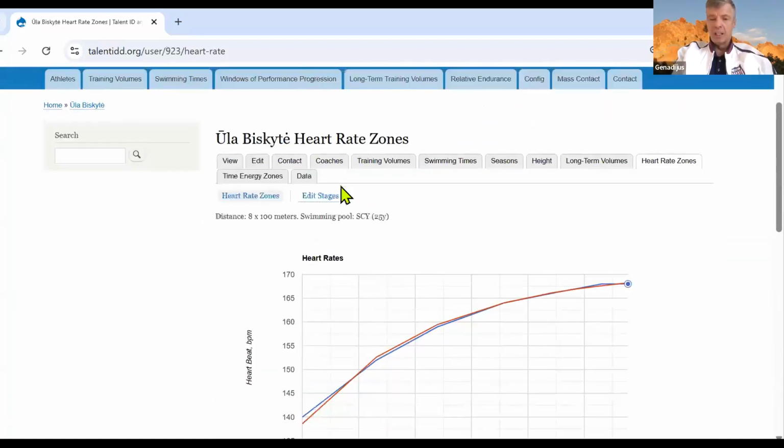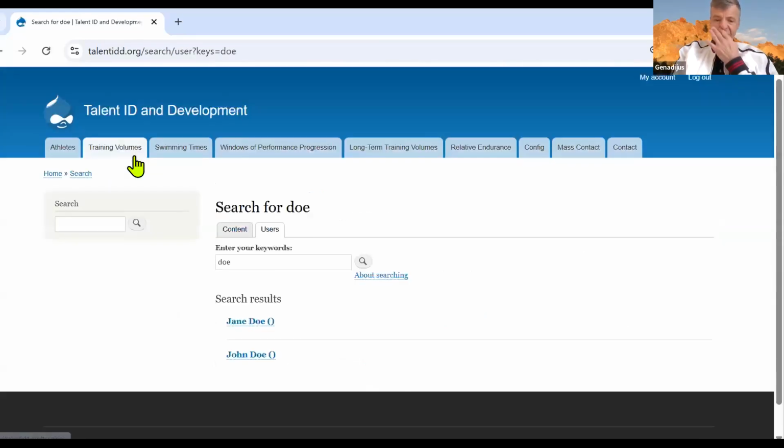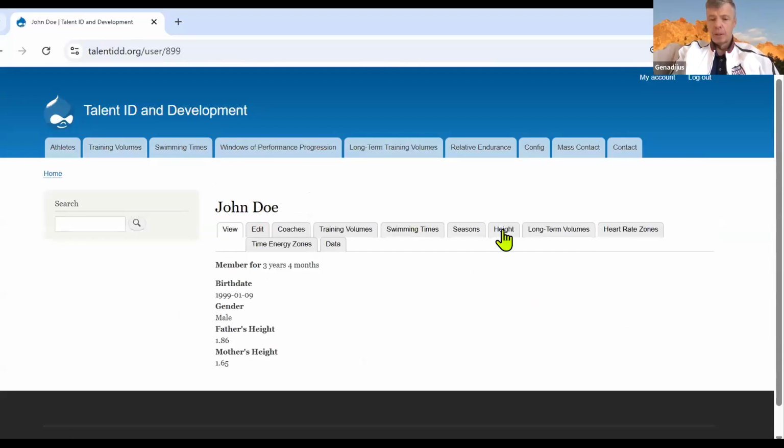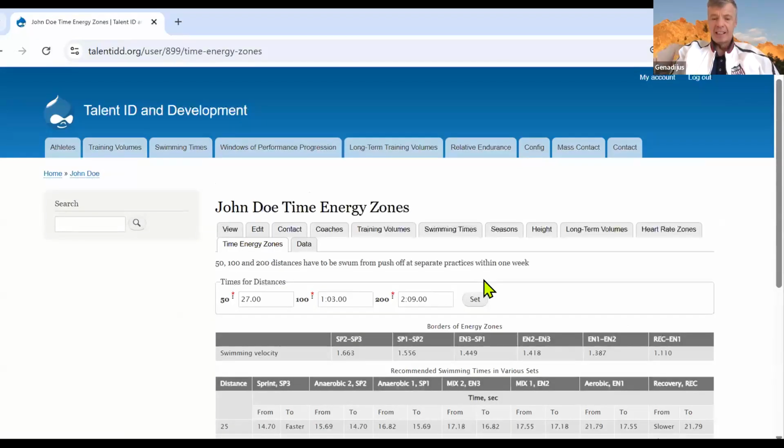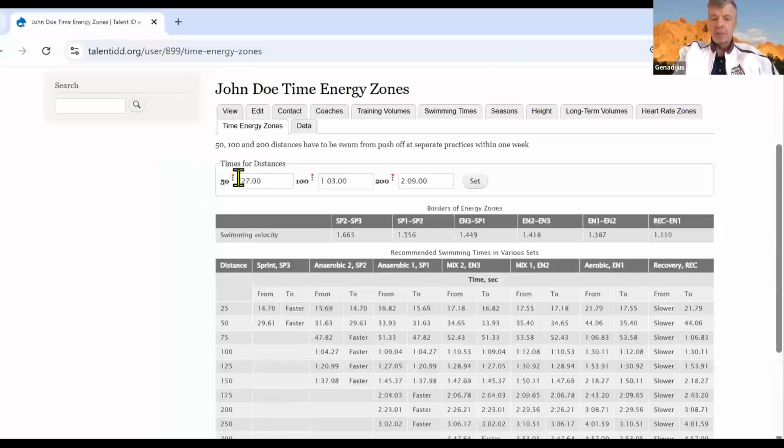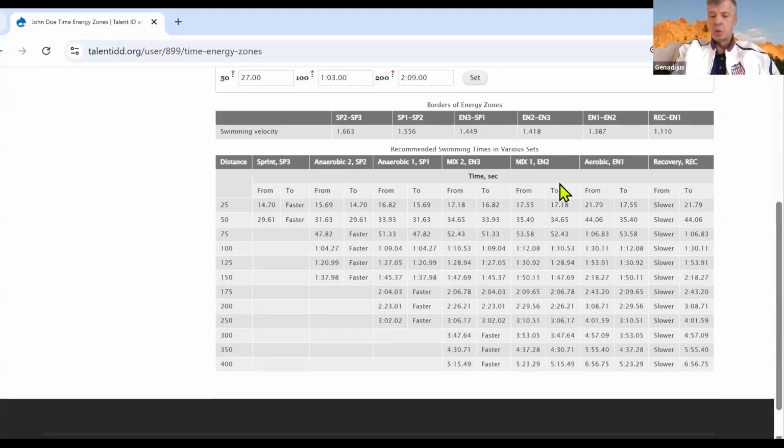And also there's another method to analyze energy zones based on the time changes. I'll just show you on another swimmer as well. Quickly, you can click between your swimmers. You click on the energy zones, like at times. You enter times over in practice from the push: over 50, say 27 seconds, over 100, 63 seconds or 103, and 200, 209. And you click set, and then the software generates your energy zones again in all energy zones, including sprint.